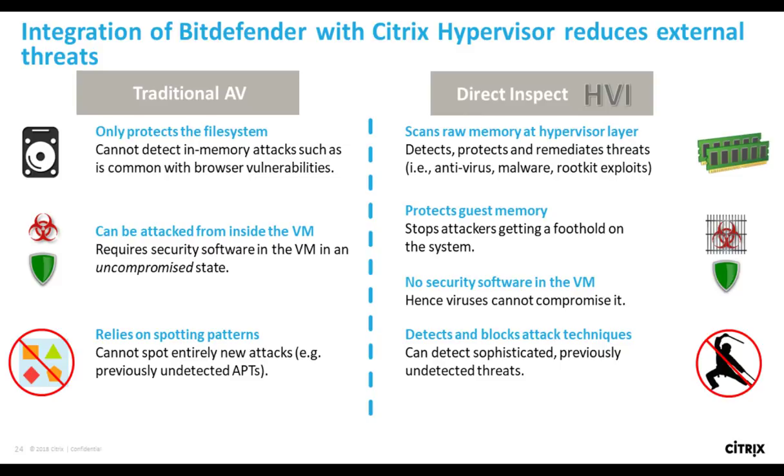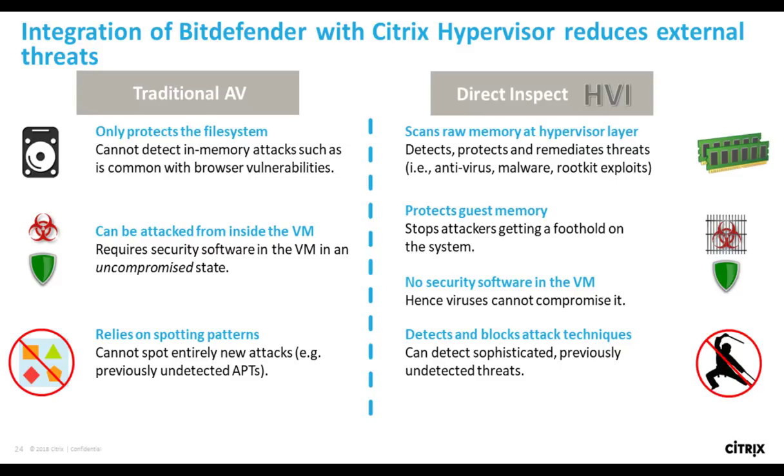What we do at Citrix Hypervisor is we do have our direct inspect APIs that integrate with the Bitdefender Hypervisor Inspect product. Now, it is a virtual machine that runs on our hypervisor host. What it does is it scans a layer below the virtual machines. It scans the raw memory at the hypervisor level. And this is a software that does not need to be deployed for every virtual machine. It just sits on a Citrix hypervisor, and it is looking across all the virtual machines that are running on that particular hypervisor.